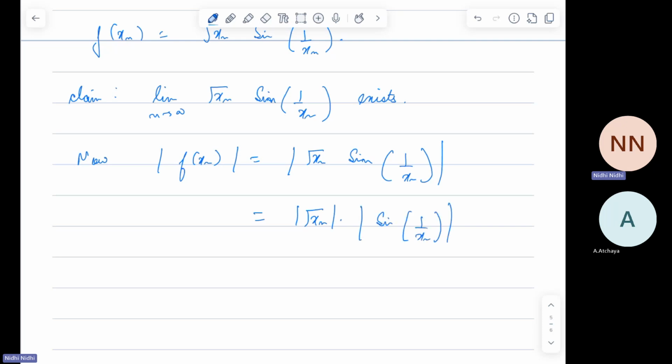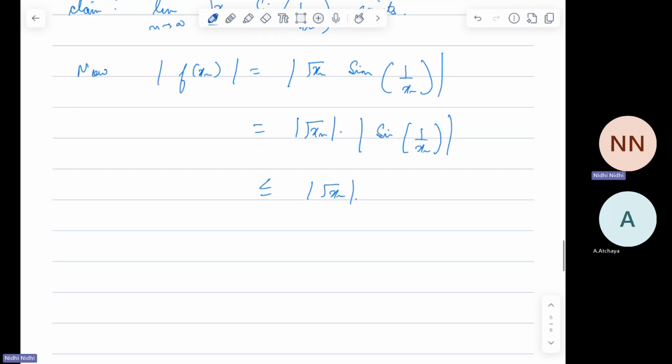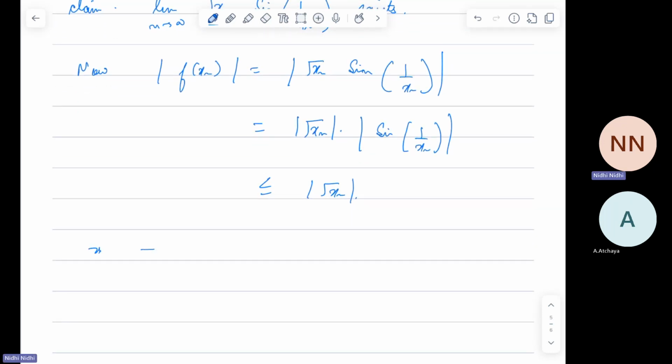Now since mod sine is always less than or equal to 1, this will be less than or equal to mod root xn. So from here we get minus root xn less than or equal to f(xn) less than or equal to root xn. Obviously root is a positive function, so we don't need to write modulus every time. Now since the sequence xn was converging to 0, using the algebra of limits, we know that root xn must also converge to 0.